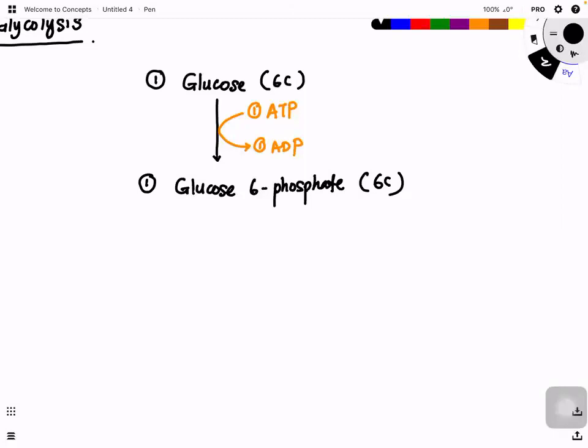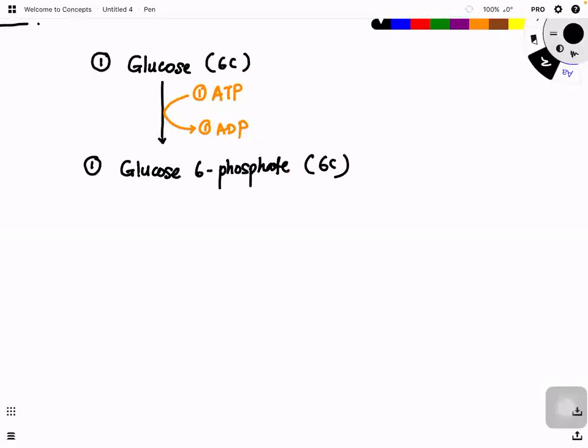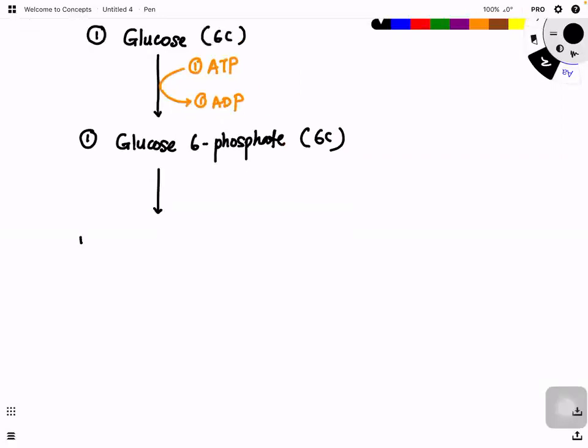So why do we want to do this? The answer to the question we always ask is: why do we want to phosphorylate the glucose molecule? Because when you phosphorylate the glucose molecule, it gains the phosphate group from ATP, so therefore it becomes reactive. Then this glucose 6-phosphate will be converted into fructose 6-phosphate.